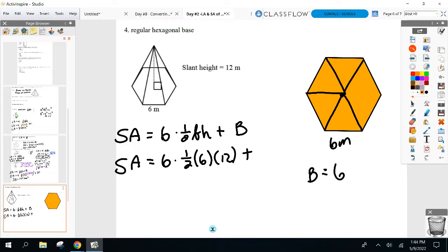right? 6 times 1/2. We already know the base, right? We already know the base. 6. Can I get your help finding the height of one of those? First thing, can you find the central angle there? Central angle, what do you got, Tammy? 60. 360 divided by 6 gives me 60. The height cuts it in half, so this is 30. 60.